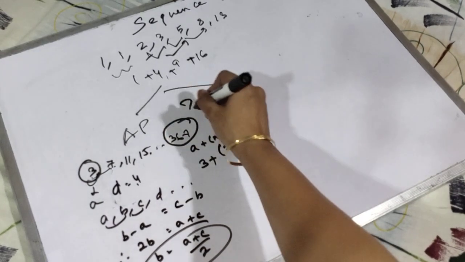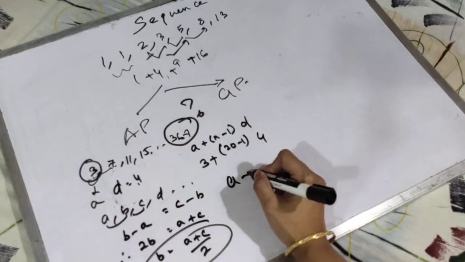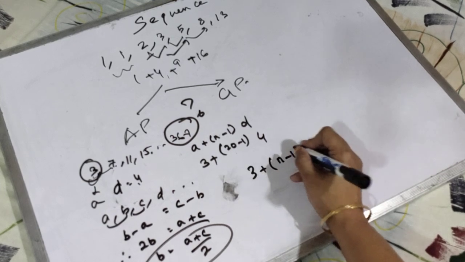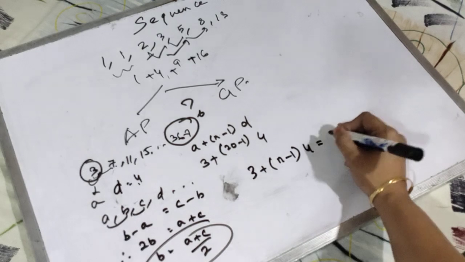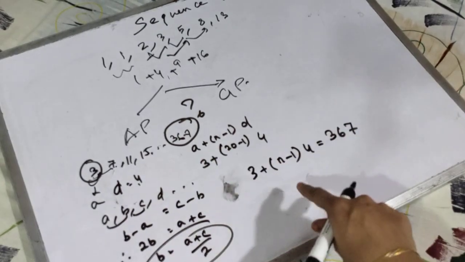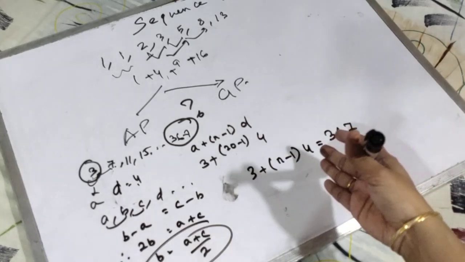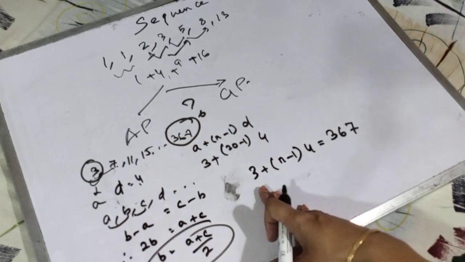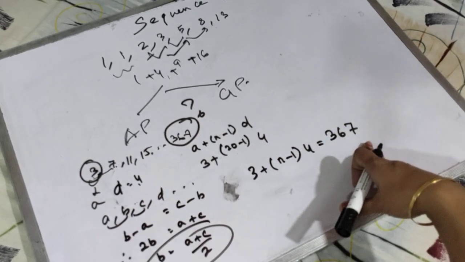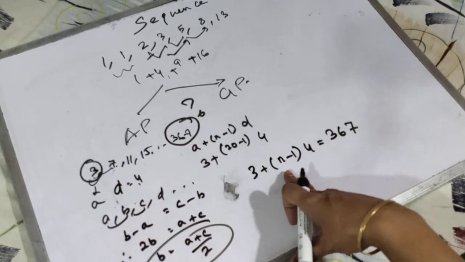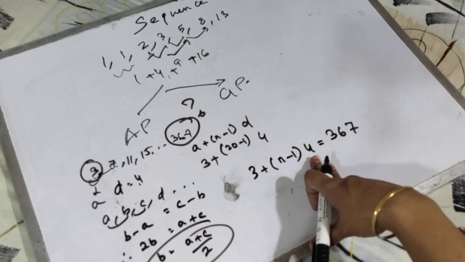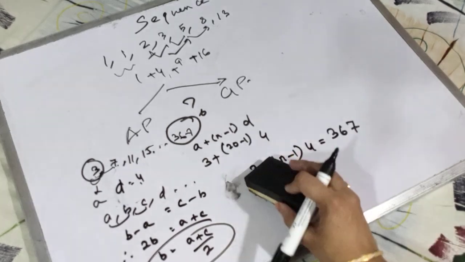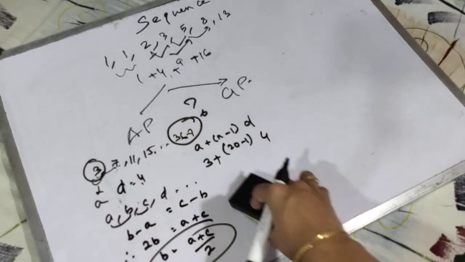Now I don't know which term this 367 is, right? So I can write A is 3, 3 plus (N minus 1) times D, and D is given to be 4, equals 367. So using this formula, you can also find N, which number of term this is in the series. And maybe in some series you might have been given A and N, like the 20th term, but you don't know D, so you can find D. These types of questions you have already done in class 10. So this is the basic formula for the general term.